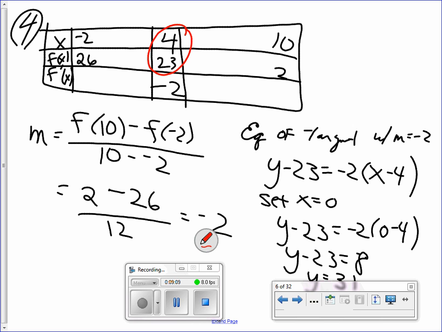Okay. So now we want to find out where the tangent line drawn at this point crosses the y-axis. So the first thing you're going to have to do is write the equation of the tangent line. So to write the equation of the tangent line, we'll use point slope. So it's y minus the 23, right? Equals, what do we put in for the slope? Negative 2, and then parentheses, x minus 4.